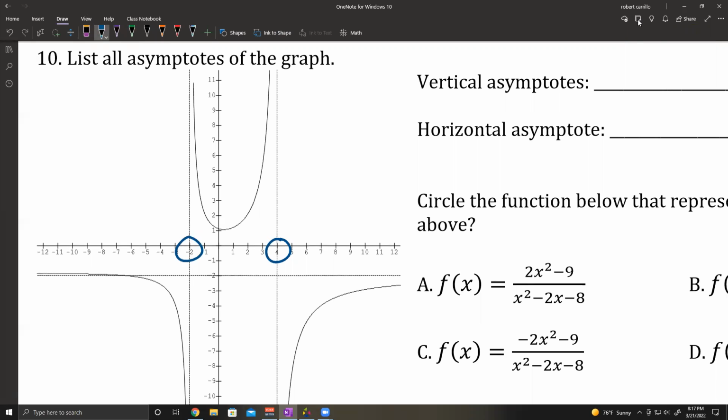-2 and 4. So this line would be x equals 4, and this line would be x equals -2. I should be writing those over here, right? x equals 4, x equals -2. All right. Do you see a horizontal asymptote anywhere? -2. So this would be at y equals -2, which goes right here. Okay. Cool.